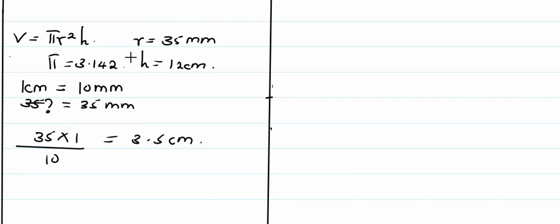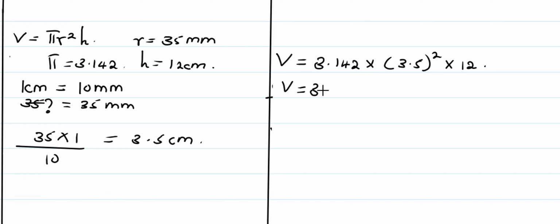And now that we have all the dimensions in centimeters, we can find the volume V, which is given by pi, but we already know pi is 3.142, multiplied by r squared, and we know r is 3.5 centimeters, now squared, then multiplied by the height, which is also 12 centimeters. Then from there, we can say V is equivalent to 3.142 multiplied by 3.5 squared, which is 12.25, and we multiply again by 12.